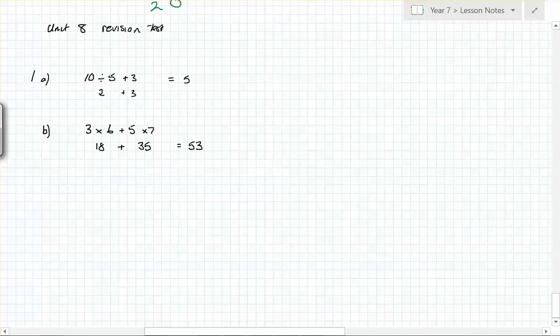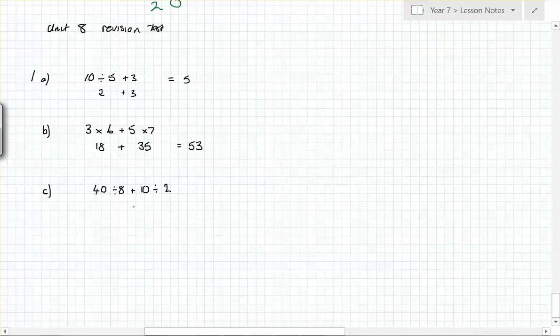Right, well, I'll tell you what, guys, there are 2 marks for each one, so we'll go through and attribute the marks afterwards. Okay? So, C, 40 divided by 8 plus 10 divided by 2.